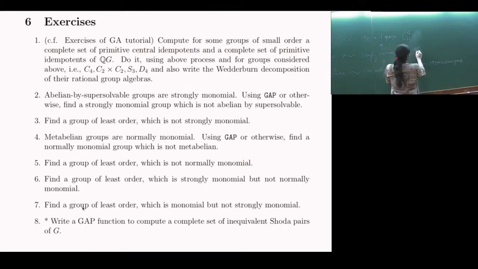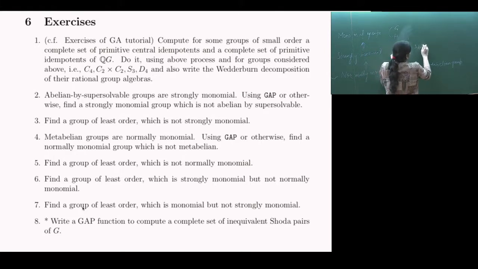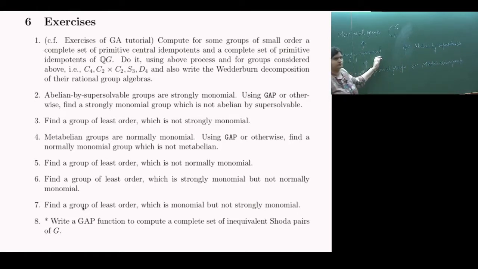Then there's a class of groups which has been told to you, the strongly monomial. Can you tell me? We have seen in previous lectures that abelian-by-supersolvable groups are strongly monomial. Of course, we are imposing more conditions here, so we are losing out on the class of groups that satisfy this thing. And monomial groups is a huge class, you know already.